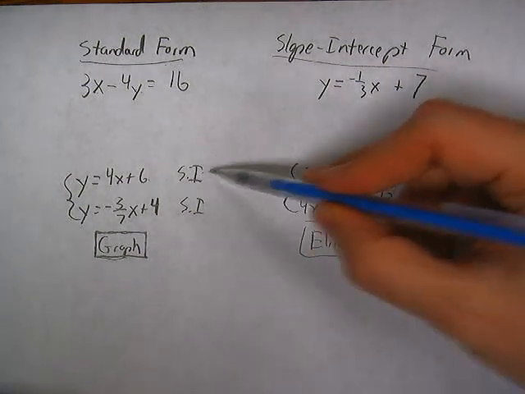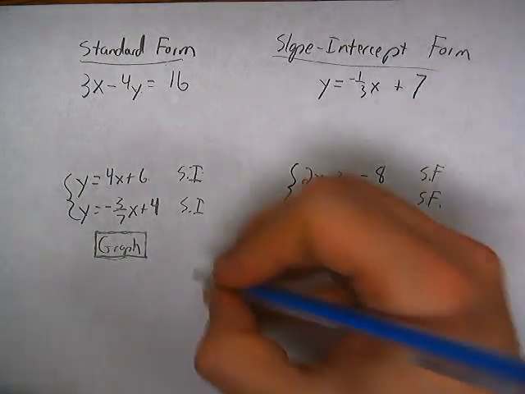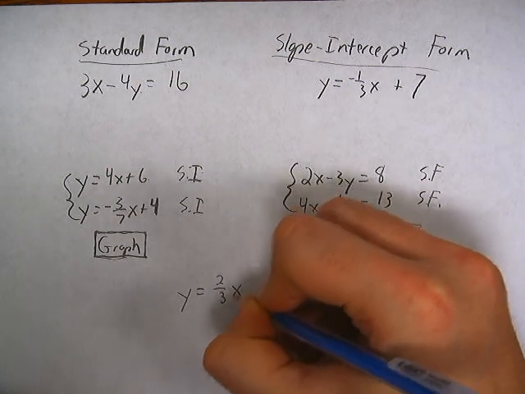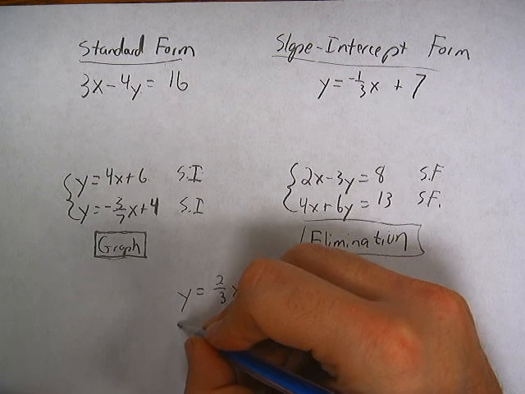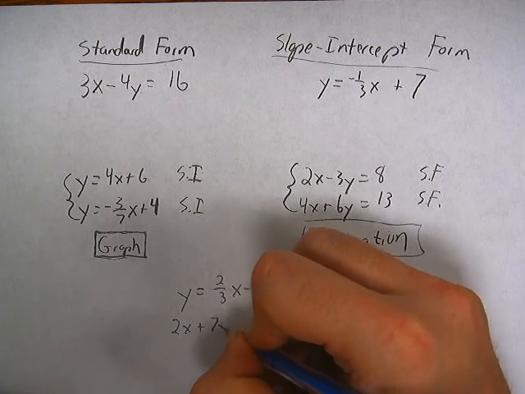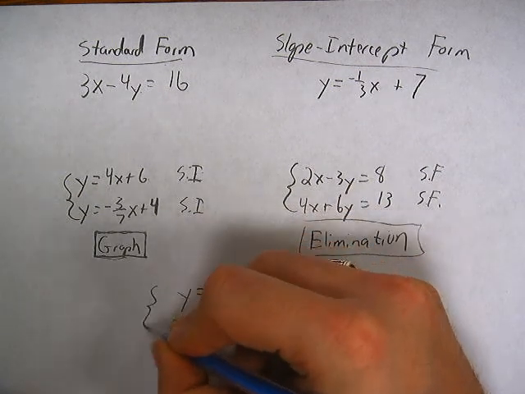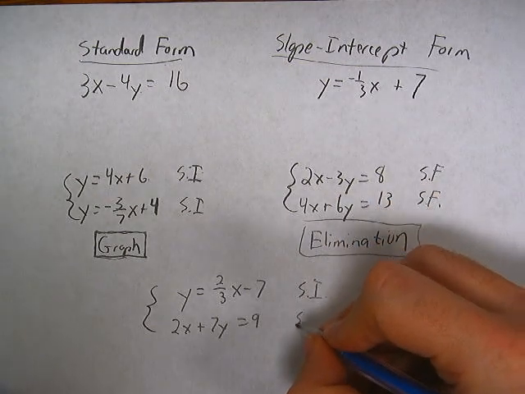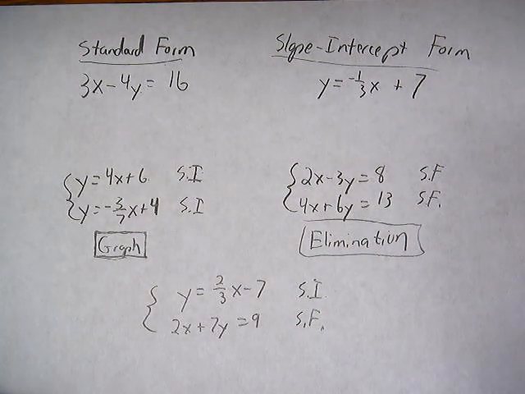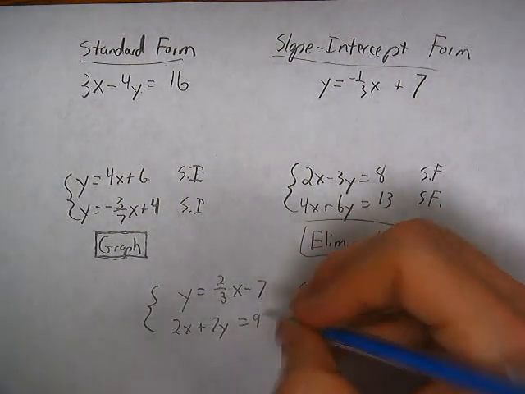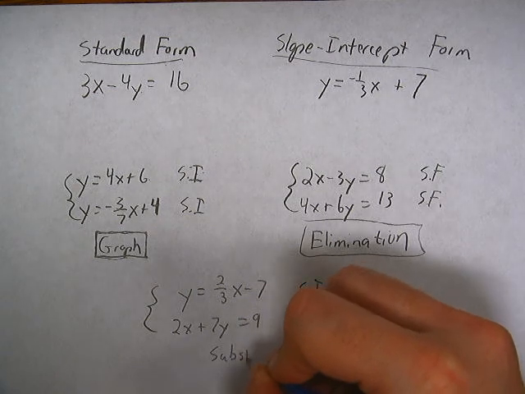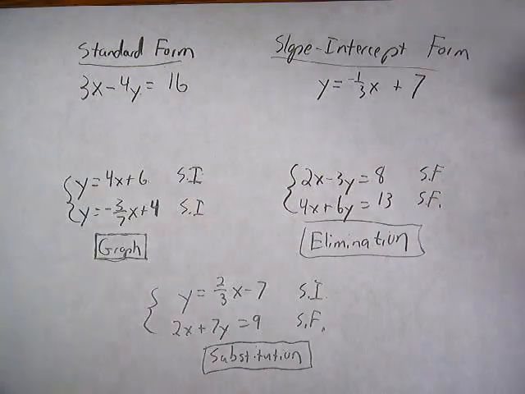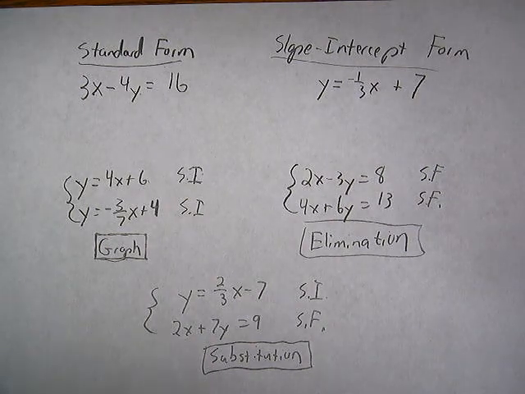Now, that's if they were both slope-intercept or both standard form. What if it was mixed? What if I had y equals 2/3 x minus 7 and 2x plus 7y is equal to 9? In this case, I have a slope-intercept form and I have a standard form. When they're mixed like that, that's most likely a substitution problem. And once again, you can go and check out my videos on substitution.